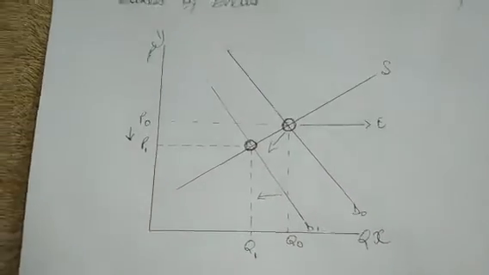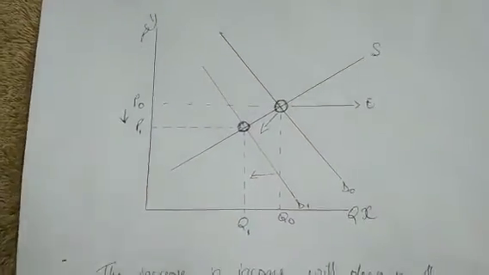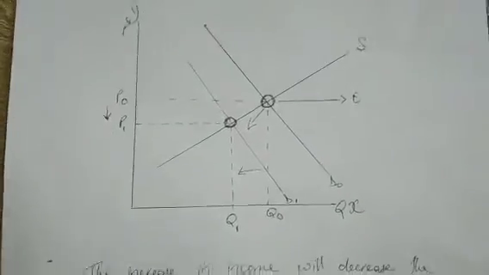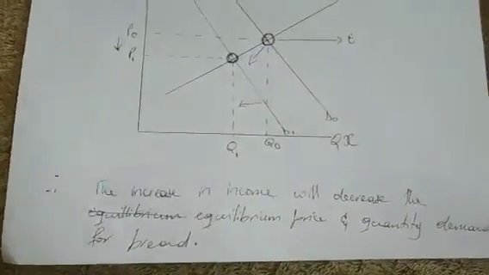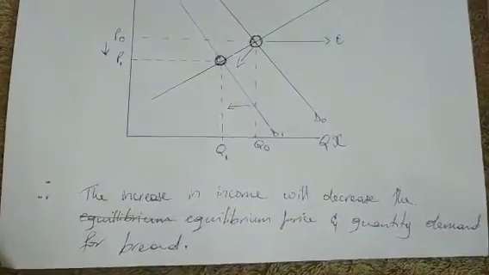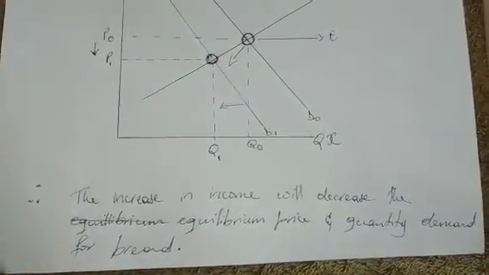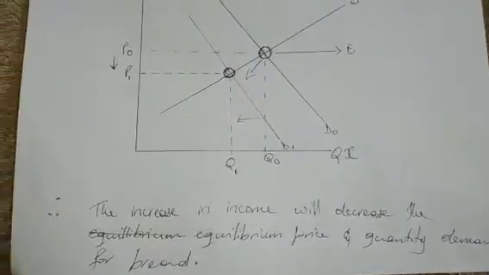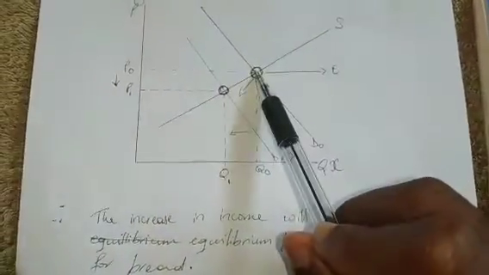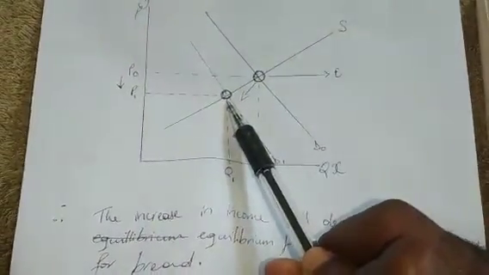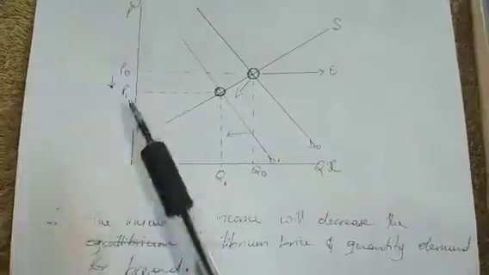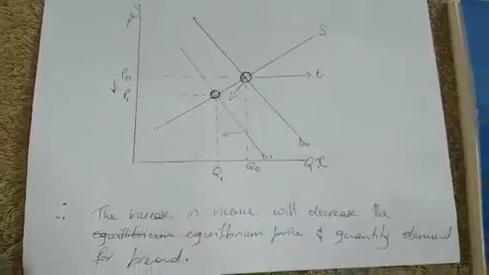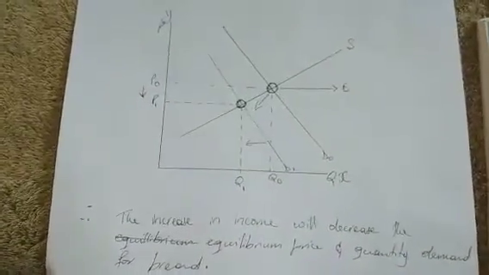So you're not finished. To maximize your grade, you should also make a statement. Looking down here, I made a statement to explain what's going on up top: the increase in income will decrease the equilibrium price and quantity demanded for bread. As you see, the equilibrium price changed from price 0 to price 1, and the quantity changed from Q0 to Q1, in the opposite direction. So that's it.